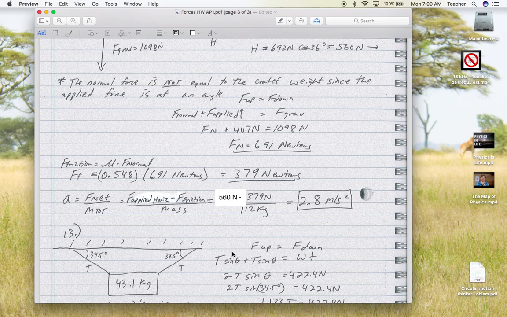So hold on to that. So as you can tell, it's pretty easy to have that happen. So the net force 560 minus 379, 181 divided by 112 kilograms, 1.62 or 1.6 meters per second squared.